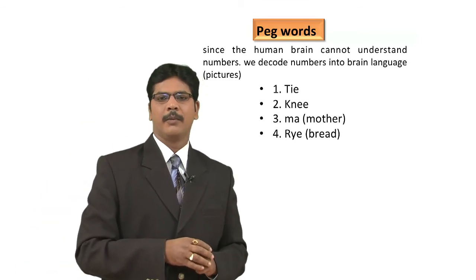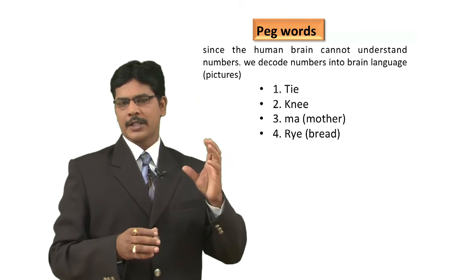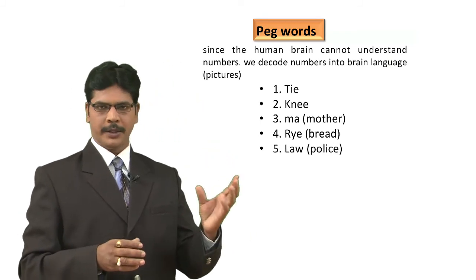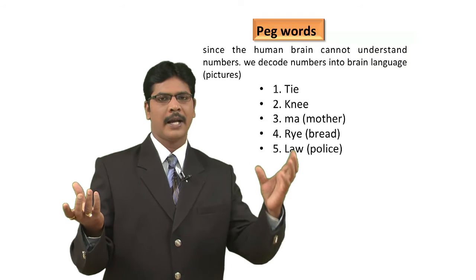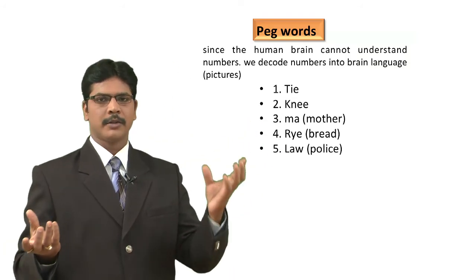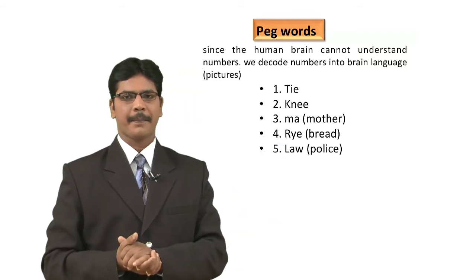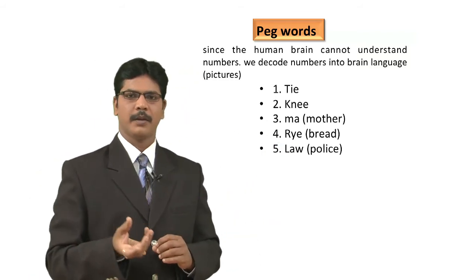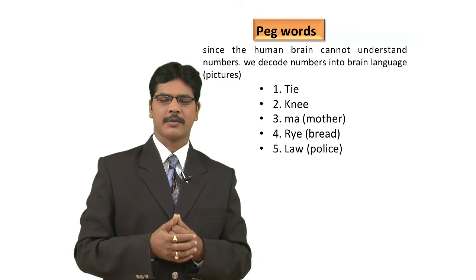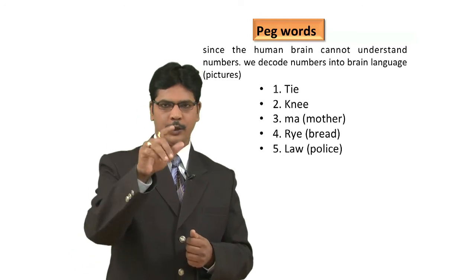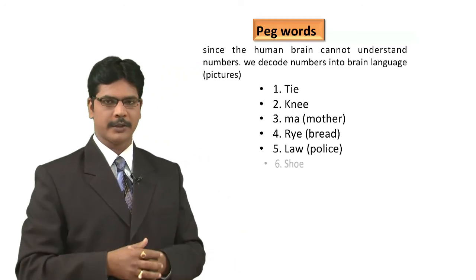Now we'll take the first number, 1. The right brain doesn't understand number 1 as it is. So you have to convert this number 1 into a picture and store it in the mind. Now how do we convert this 1 into a picture? You already learned the phonetic consonants. For 1, you get T and D; for 2, N; and for 3, M. You know all that phonetics.